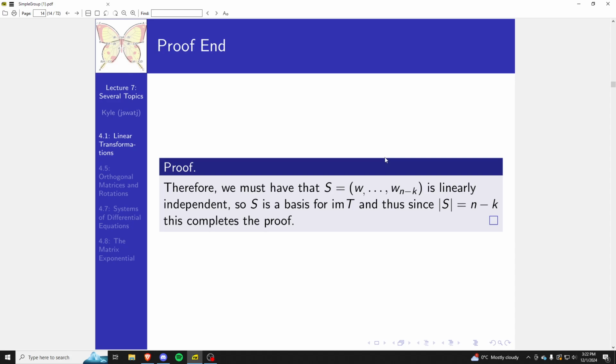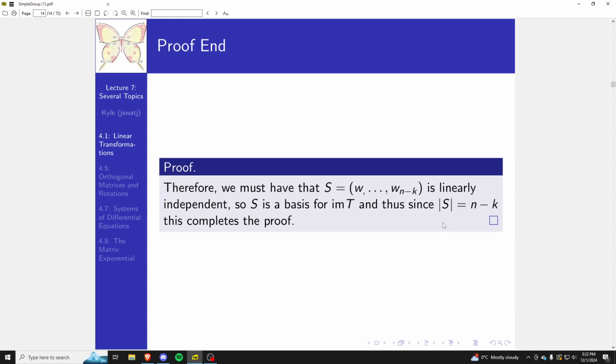So since this list of vectors is linearly independent and the spanning set generates the image of T, we must have that this is a basis. And so because the size is n minus k, that's exactly what we wanted to show.